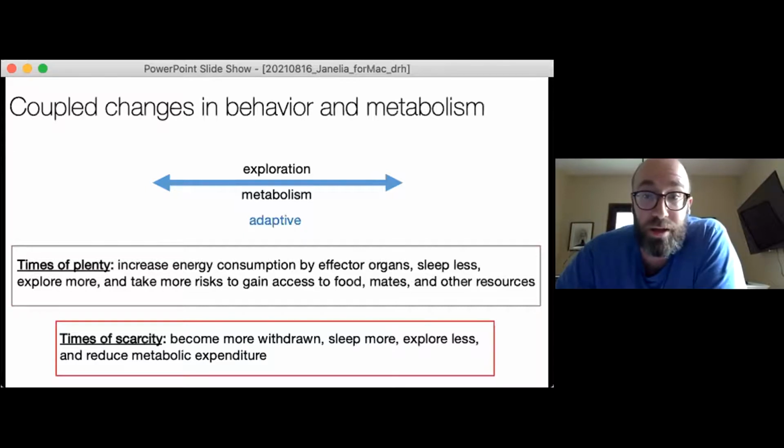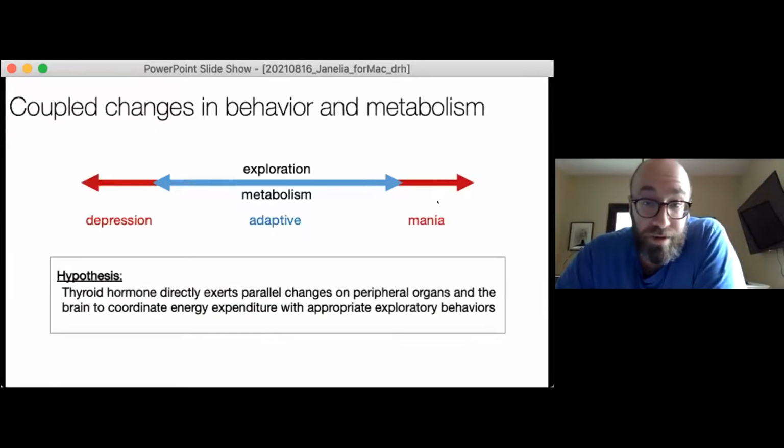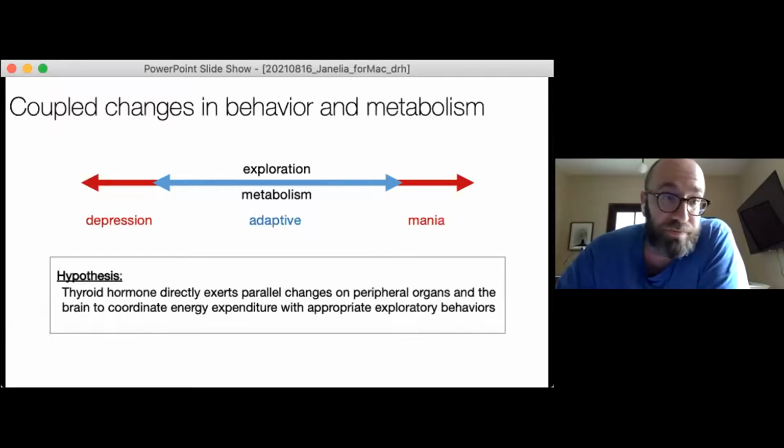However, if this program is engaged in inappropriate times, it will manifest in pathological conditions at the extremes of this axis, such as mania and depression, which are common psychiatric presentations in humans with hyper and hypothyroidism, respectively. So in sum, the ethological studies and human disease evidence lead us to a hypothesis that thyroid hormone directly exerts parallel changes on peripheral organs and the brain to coordinate energy expenditure with appropriate exploratory behaviors.